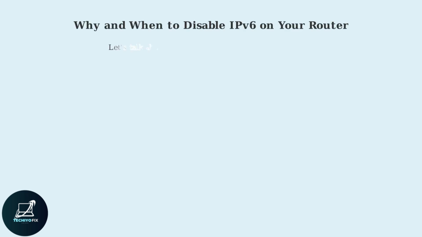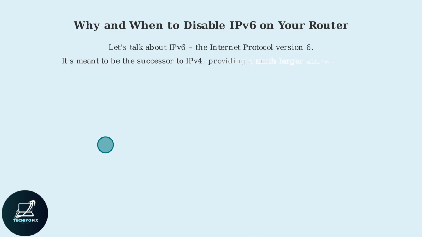Welcome to our discussion on IPv6 and when you might need to disable it on your router. Let's start by understanding what IPv6 is. IPv6, or Internet Protocol version 6, is designed to replace the older IPv4 system. It offers a huge address space and improved security features for today's internet needs.